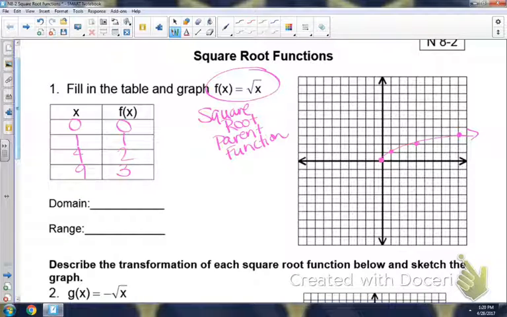The domain, if you look at the x-axis, is everything greater than or equal to 0, because we can't plug in any negative numbers in for x. The range, if you look at the y-axis, is everything above 0 also. So y is greater than or equal to 0.